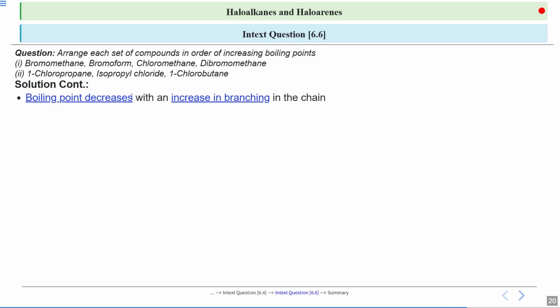Boiling point will decrease with an increase in the branching in the chain. So if you increase the branching, then the boiling point will also decrease, right? So the boiling point of isopropyl chloride, because at the iso, that means at the second position, there is a chlorine, is lower than that of 1-chloropropane, because there is a branching in the isopropyl chloride. 1-chloropropane is a single chain, so it will have a greater boiling point than the isopropyl chloride.